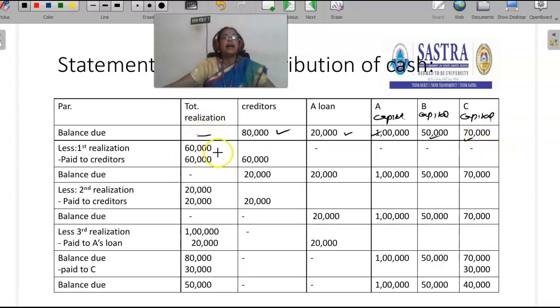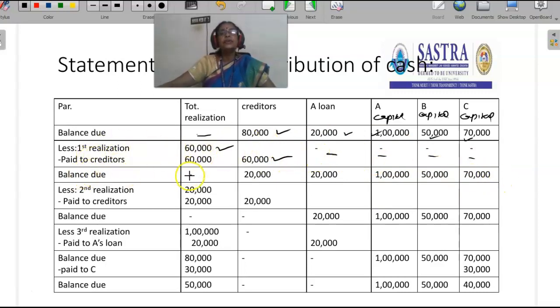The first realization amount is 60,000. The firm is selling the assets and getting 60,000. That 60,000 should first go to settle the creditors. The firm should use this realization amount to settle the creditors because they are external liabilities. The whole 60,000 is paid to creditors. The partner's loan and partners' capital accounts don't get any amount out of this first realization.